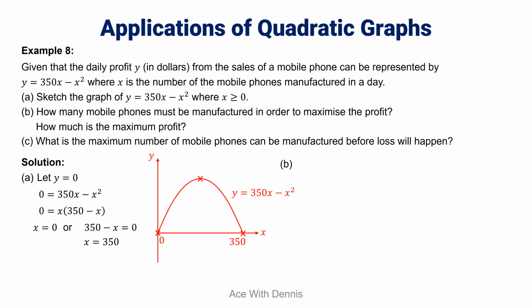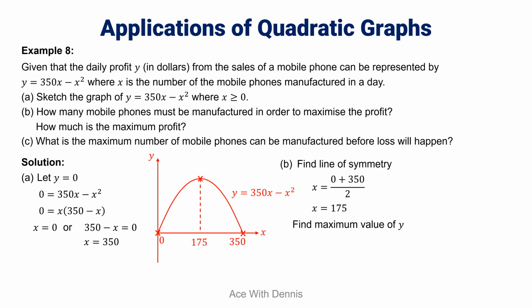So B, to find the maximum profit, we have to look at the maximum point. So first we have to find the line of symmetry. So this is the dotted line, and the line of symmetry is between 0 and 350. So x equals (0 plus 350) divided by 2, which is 175. So this point will be 175, and the maximum value of y will be when x is 175. So substitute x equals 175 into the equation. We will have y equals 350 times 175 minus 175 squared. Calculate the value, we have y equals 30,625. So this will be $30,625, which means the maximum profit is $30,625.